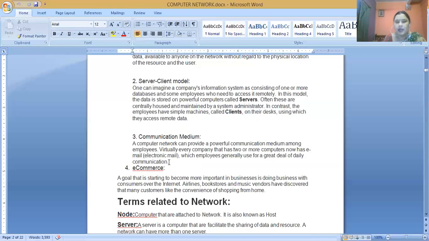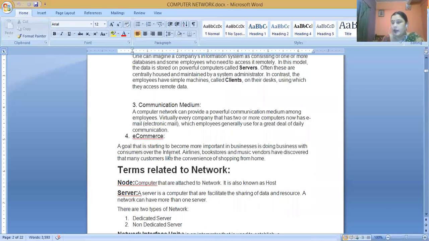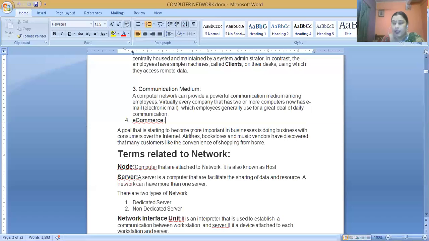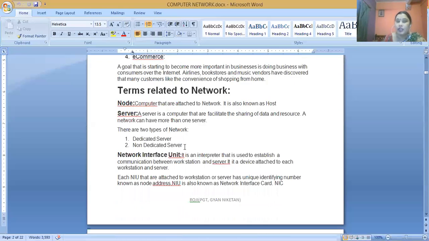Computer networks can provide a powerful communication media among employees, and it is a means of e-commerce. Means we can perform e-commerce, e-learning, e-business, any type of task using networking, means connecting the computers. There are a few terms that are used in networks.